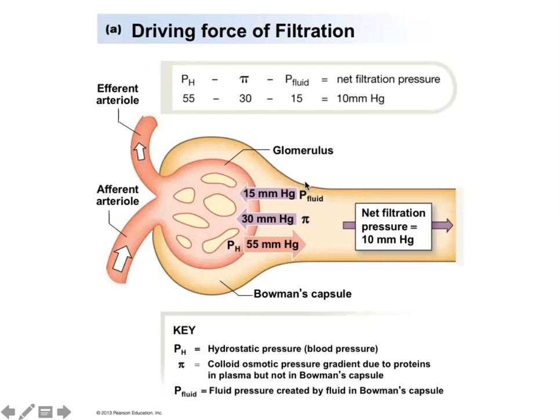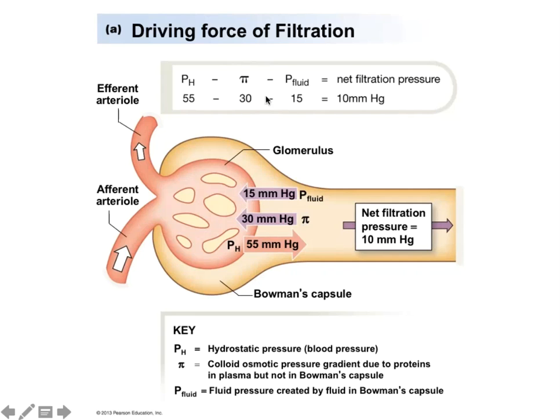And you have two forces that are working against filtration. One is the hydrostatic pressure of the fluid in the Bowman's capsule. Every time you have a liquid in a bowl, you create a pressure. And when you filter the liquid from the glomerulus into the Bowman's capsule, you have liquid in the Bowman's capsule. You have a bowl, you have liquid, you have pressure. And this pressure will work against filtration. It's about 50 millimeter mercury.